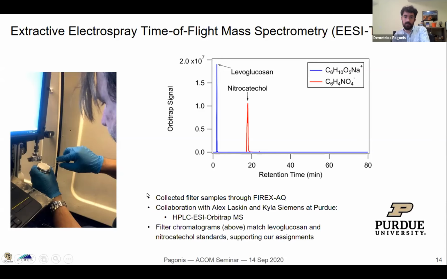And there, Carlos Simons has been running liquid chromatography electrospray ionization Orbitrap mass spectrometry on all of these filter extracts. And what she's shown here, this is actually extracted ion chromatograms from actual smoke samples. So this is a field sample showing a single peak for each of the 2 ions that we're studying with the EESI, and the retention times here of these peaks match the standards we sent them perfectly. And so this is very strong evidence that what we're measuring is just signal from individual compounds. And so we're confident in calling these levoglucosan and nitrocatechol.